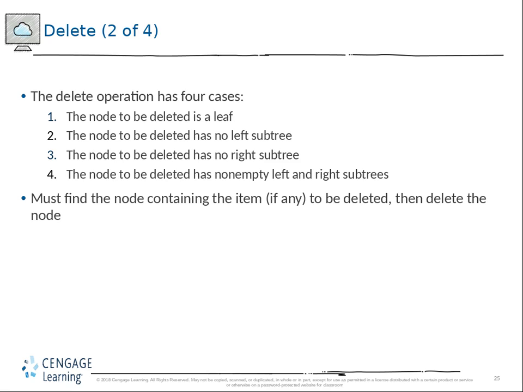But deletion has effectively 4 cases. The node to be deleted is a leaf. That's the easy one. The node to be deleted has no left subtree. That's slightly harder. And then the node to be deleted has no right subtree. Those are effectively the same, but you take them separately because the code's a little different. And then the 4th one is the most difficult, I should say. The node to be deleted has non-empty left and right subtrees. Must find the node containing the item, if any, to be deleted, then delete the node.